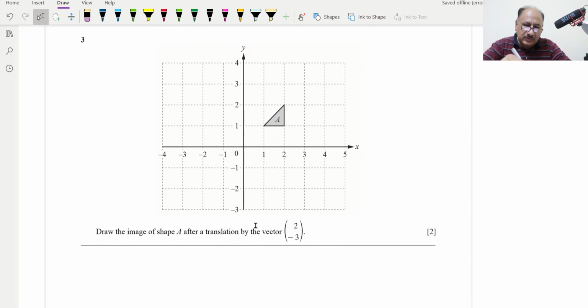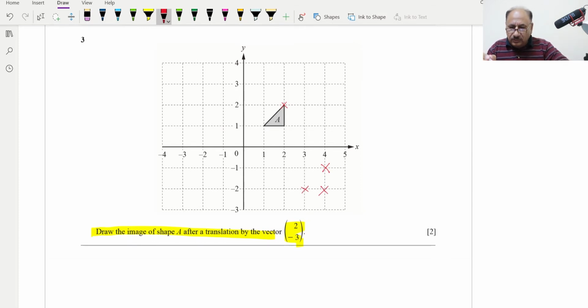Question number 3 says draw the image of shape A after translation by the vector. This is the translation vector. So 2 units right. For example, this point we can move 2 units right up to this one and 3 units down. So 1, 2, 3 units down. So it will reach over here. So this point will move to this one. Similarly, other points will also move and the new location will be this one.